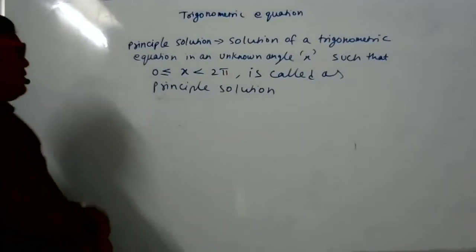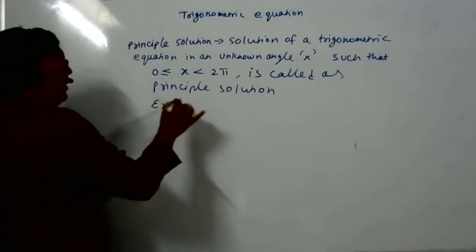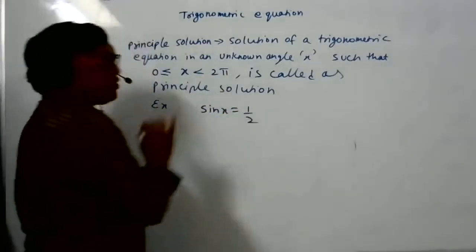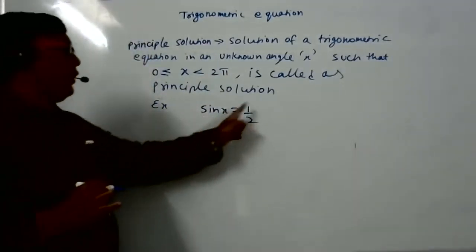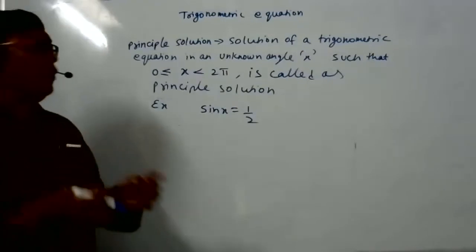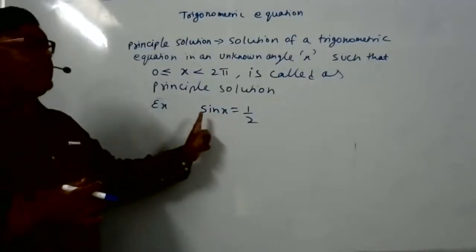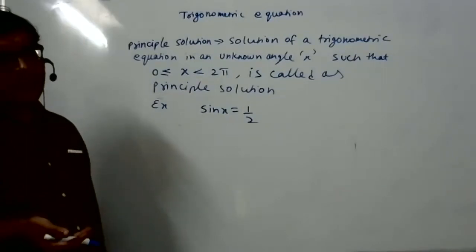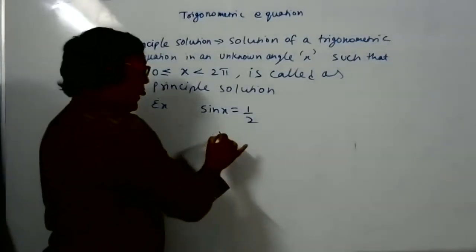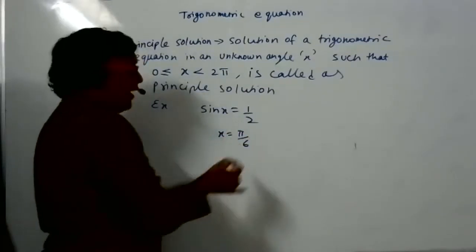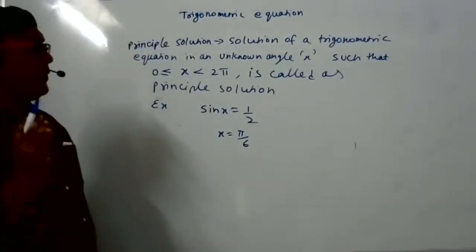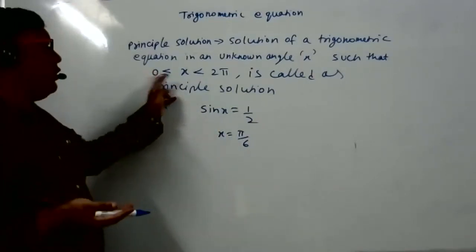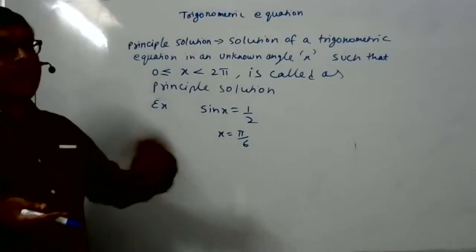I will give a small example. If I say sin x is equal to 1 by 2, solve this equation. Solve this equation means what is the value of x such that sin x is 1 by 2? Anybody knows? Sir, it would be 30 degrees or 150 degrees. In radians, x is equal to pi by 6. But I am interested in principal solution. So pi by 6, 30 degrees is obviously greater than or equal to 0 and less than 2 pi. Can you tell one more angle?